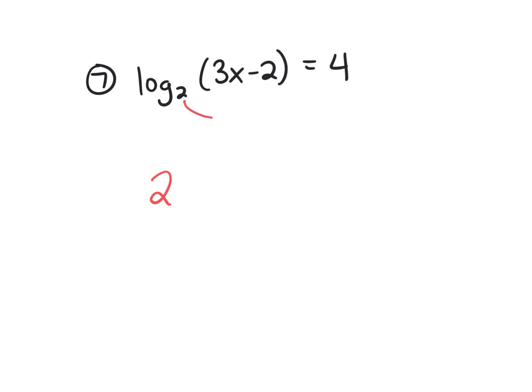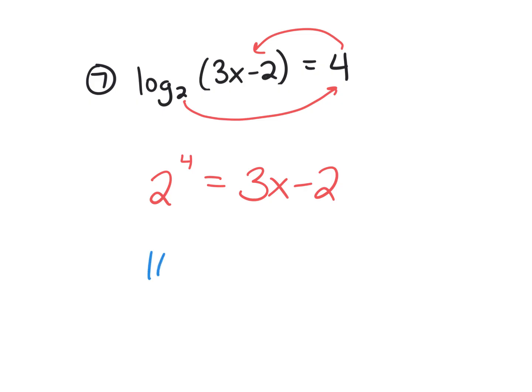2 to the 4th equals 3x minus 2. Why did that just help us? Why can we solve this one now? Do I need to change a base or anything? No, because do I know what 2 to the 4th power is? We can figure it out, right? What's 2 to the 4th? It's 16, so we have 16 equals 3x minus 2.